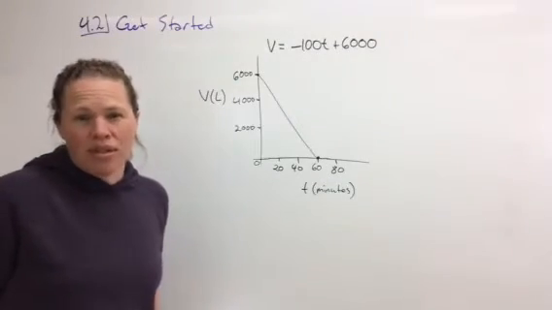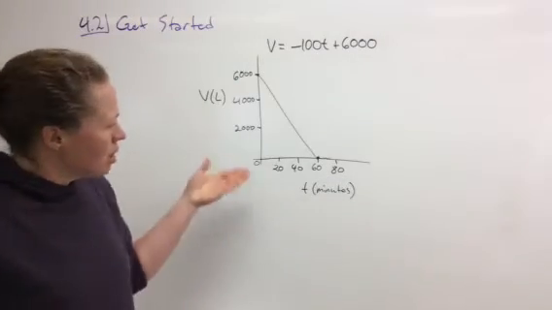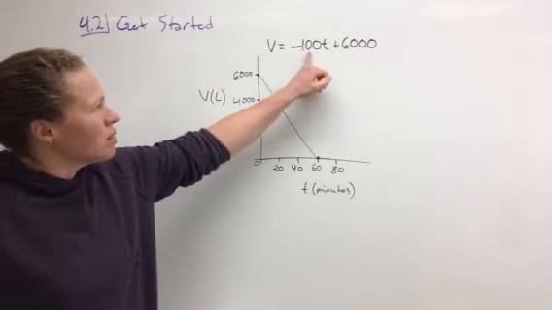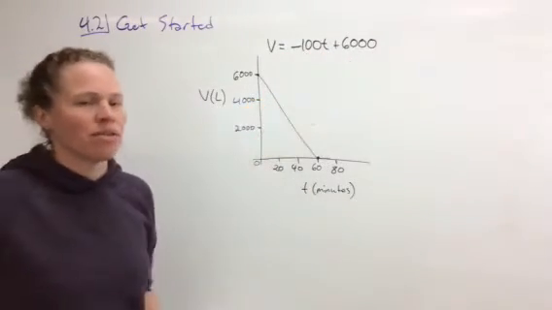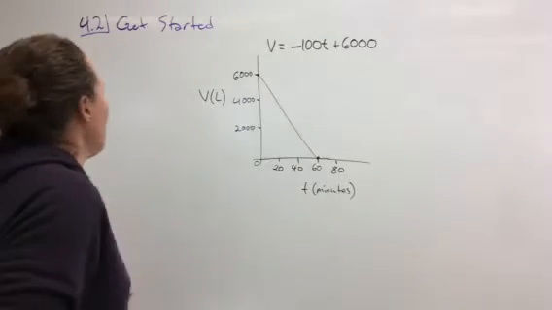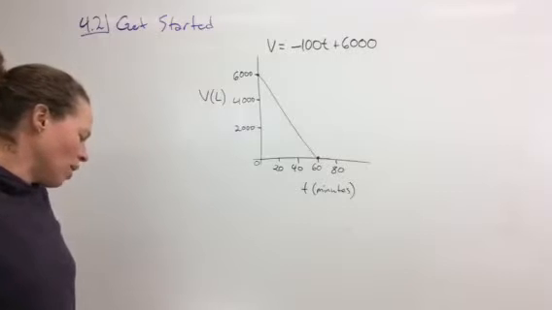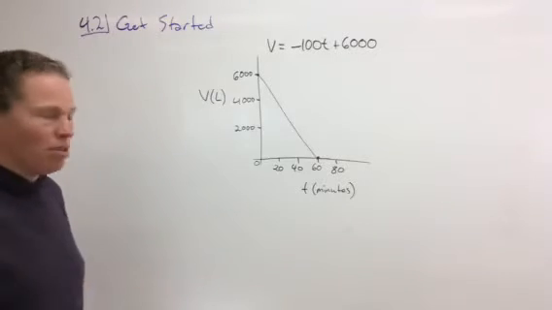So 4.2 starts off pretty slow. They give us a linear graph, and it's in the form of y equals mx plus b, which you guys are all familiar with. All it asks us to do is to figure out how long it takes for the tank to be empty.